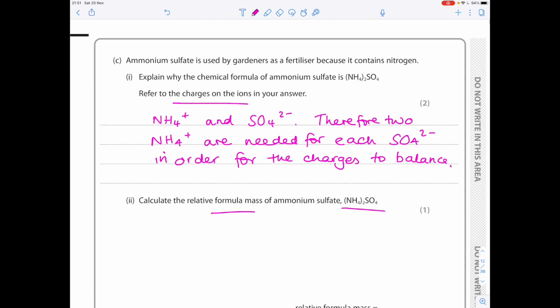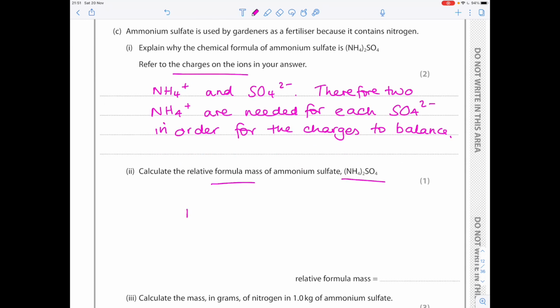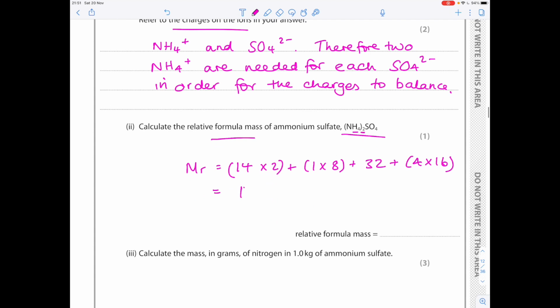Calculate the relative formula mass of ammonium sulfate. So remember, you need to use your periodic table for this to find the relative atomic masses. So nitrogen is 14. We need to times it by 2 because of that 2 there. In terms of our hydrogens, we've got 4 within the bracket, but again multiply it by 2, so we need to do 8 lots of 1, plus sulfur, which is 32, plus 4 lots of oxygen, which is 16, to get 132 as our answer.